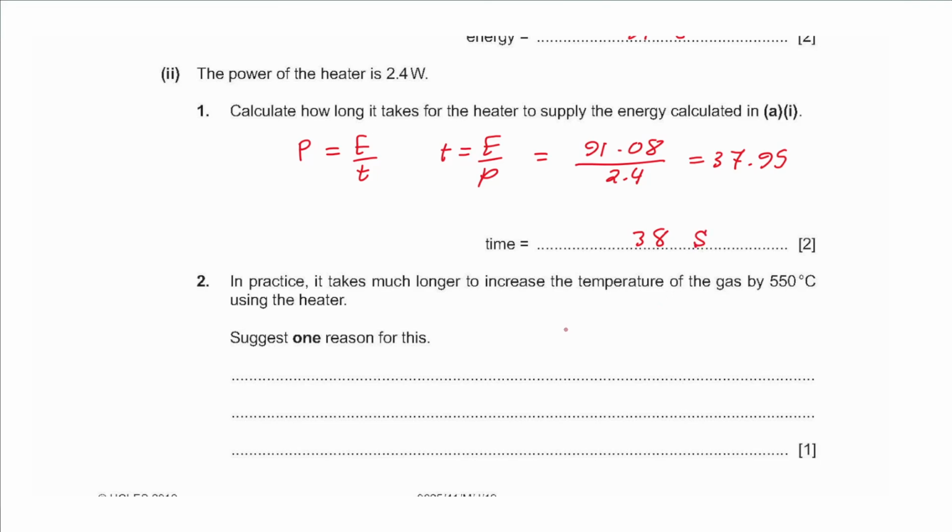Part 2 says, in practice, it takes much longer to increase the temperature of the gas by 550 degrees Celsius using the heater. Suggest one reason for this. The reason is some form of heat losses. We can say that some energy or heat energy is lost to the surroundings of the room, or we can say that some energy is used to heat the roof or the floors of the room.